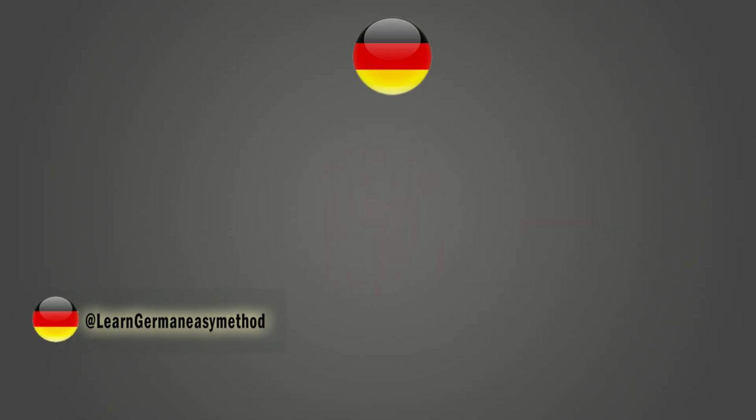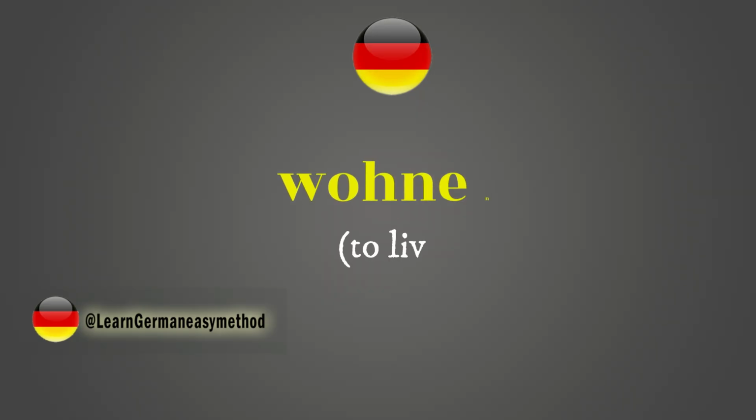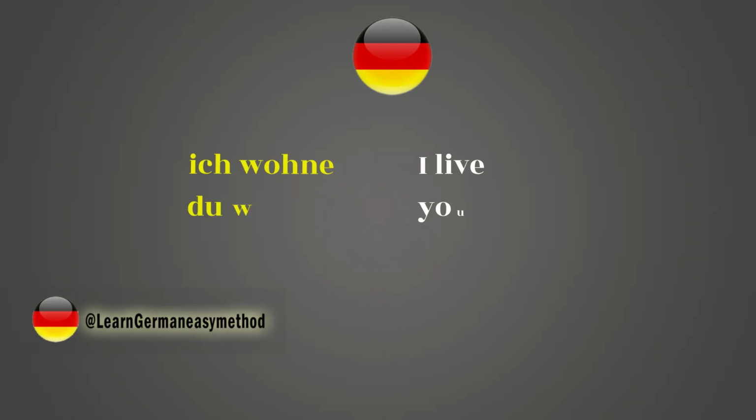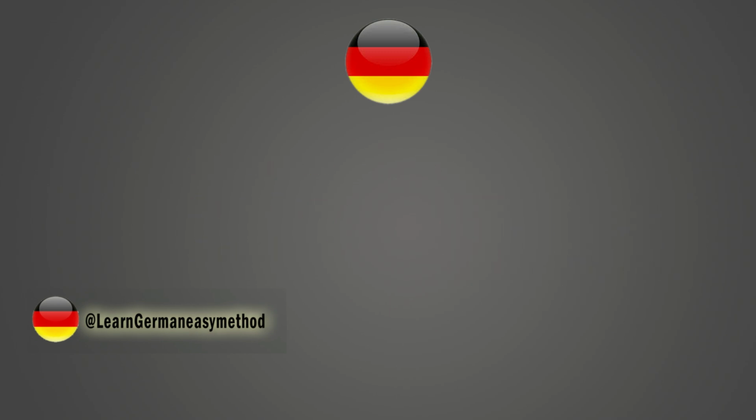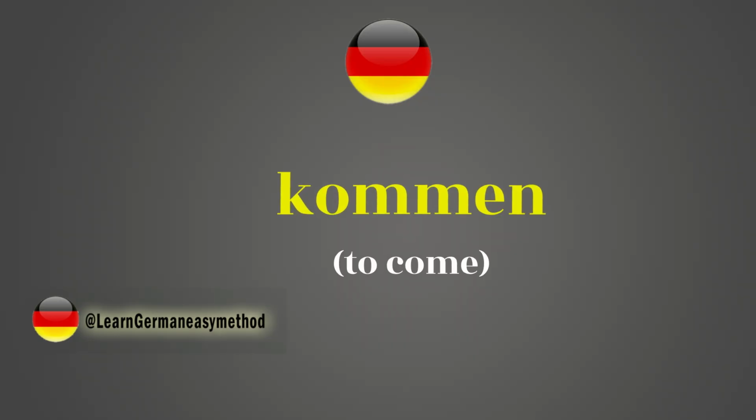Example: wohnen, to live. The infinitive form of the verb is wohnen, which means to live. When we conjugate it, ich wohne, I live, du wohnst, you live, informal, sie wohnen, you live, formal. The conjugation for sie is the same as the infinitive form.